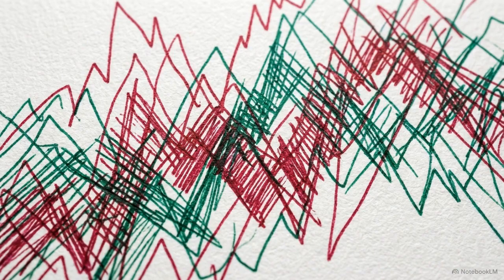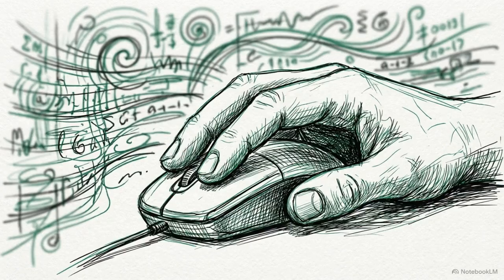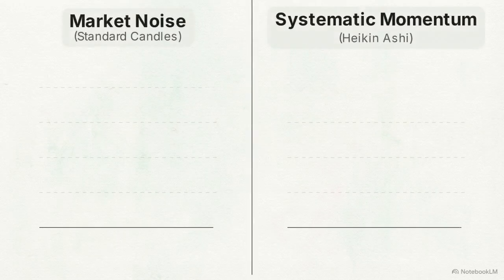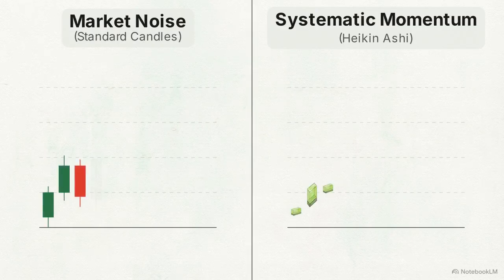Step 1 is cleaning up the data feed. Standard price charts display intraday noise that makes it difficult to read the actual momentum. To fix this, open your chart settings and switch the display to Heikin-Ashi candles. This comparison shows the immediate difference. The Heikin-Ashi formula averages out the price data.